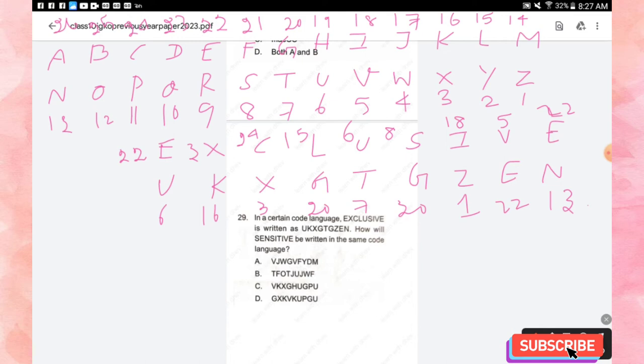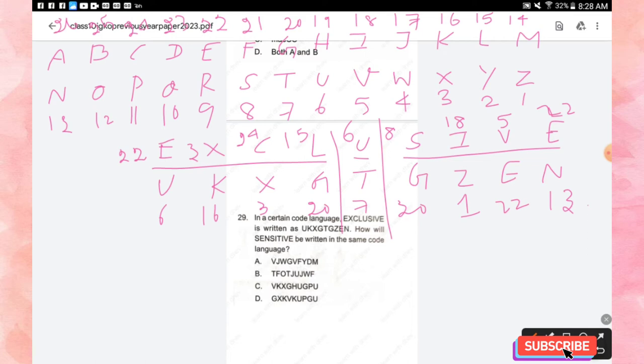Okay. Next, I'm going to split the word exclusive: first 4, then middle, then last 4. You can see here, no? First 4, middle, last 4. Next, this E is coded as G here. E is coded as G. How? E is numbered as 22, G is numbered as 20. So the difference is minus 2.